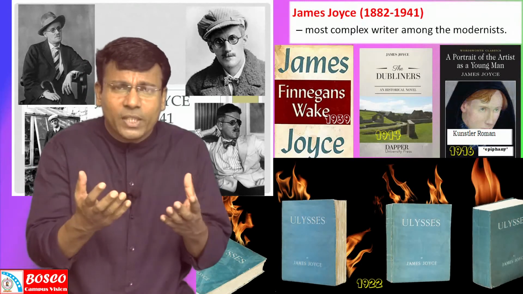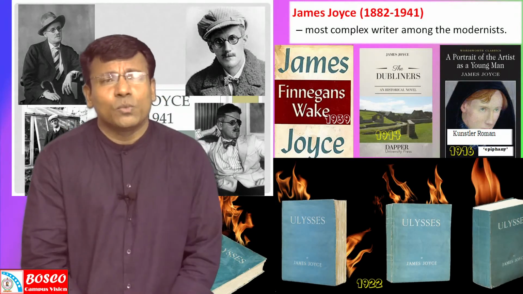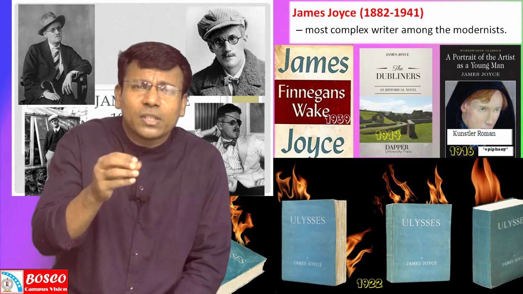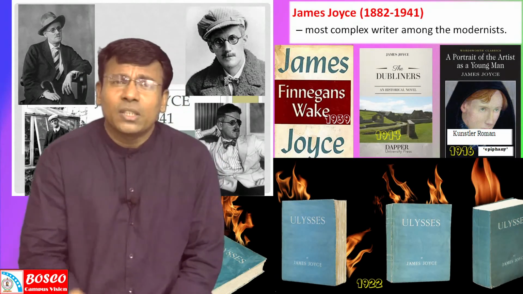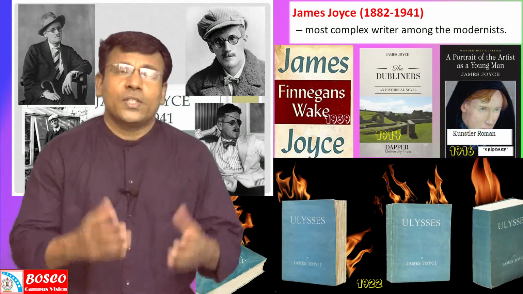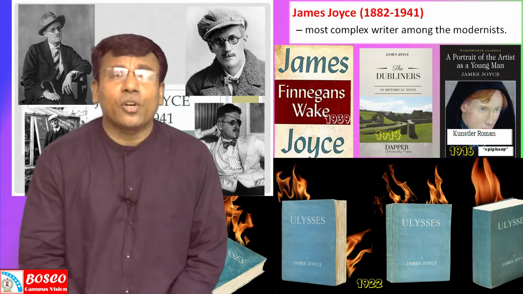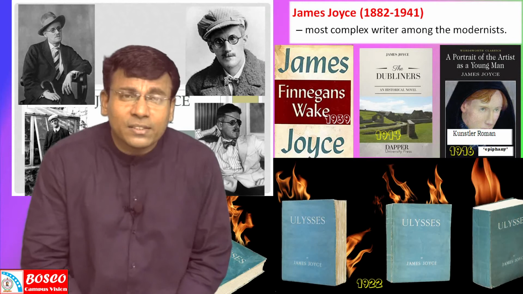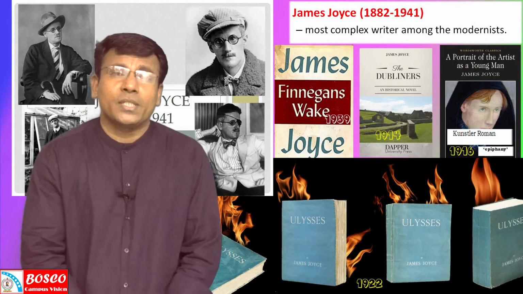The first novel that we can remember is Dubliners, which was published in 1914. Now what is Dubliners? Dubliners is a collection of short stories that are accounts of Irish life. The second important novel of James Joyce that we can remember, a famous novel, is A Portrait of the Artist as a Young Man, which was published in 1916.